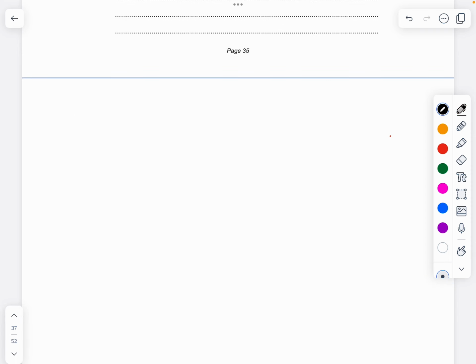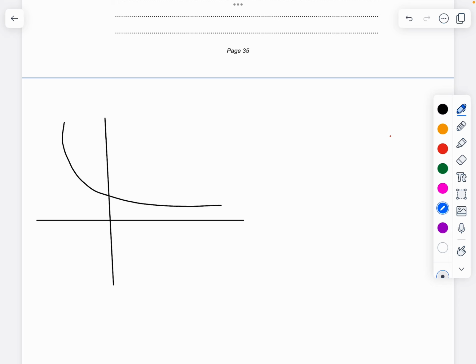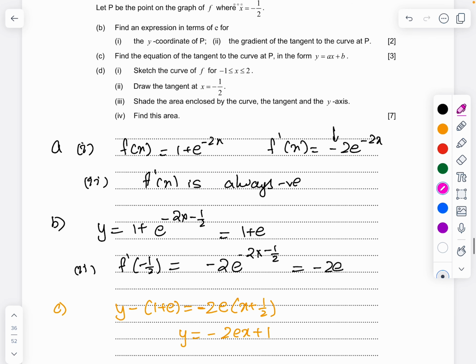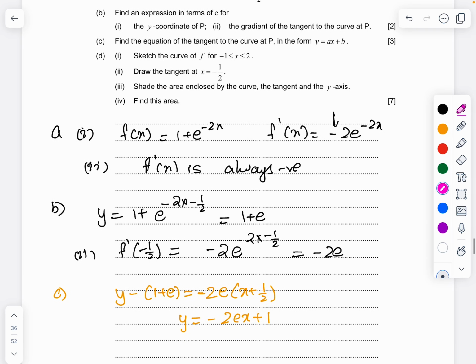So I am going to draw the graph. So this is the graph. Then we are supposed to draw the tangent. I am drawing the tangent over there. The tangent is being drawn. Let me draw it neatly. Now, at x equals negative half, we have drawn the tangent.